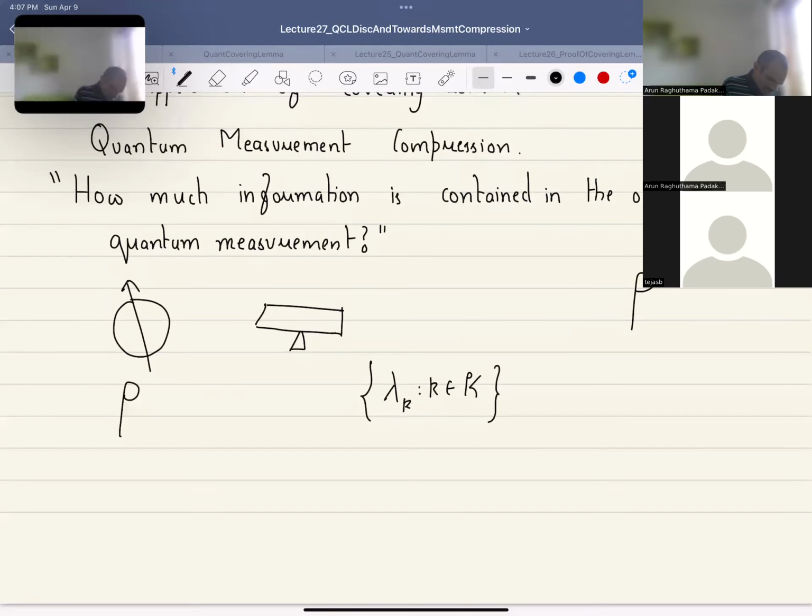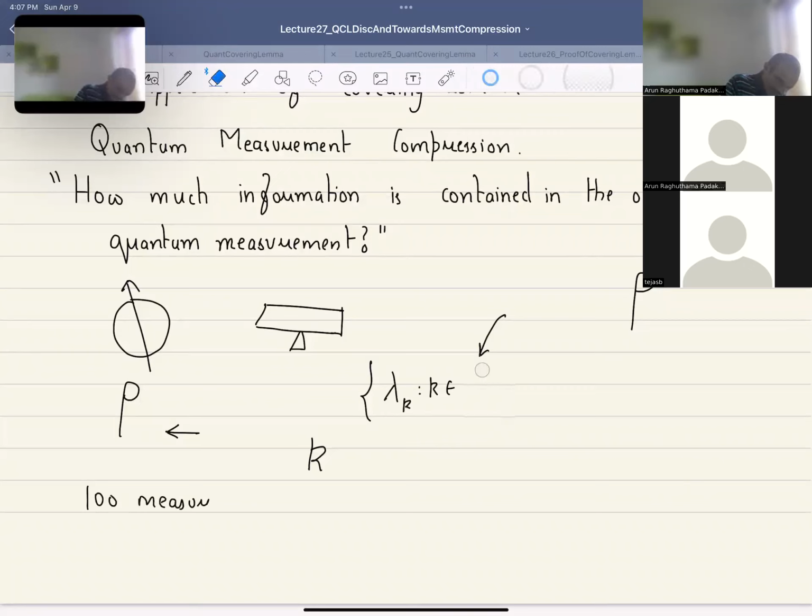The only way you can verify is, you design a measurement whose specification is still Lambda_k, and you perform measurements on this. So you perform, say, 100 measurements, and you're going to tabulate how many times you get the outcome k. Now let me take my capital K to be, say, 10.